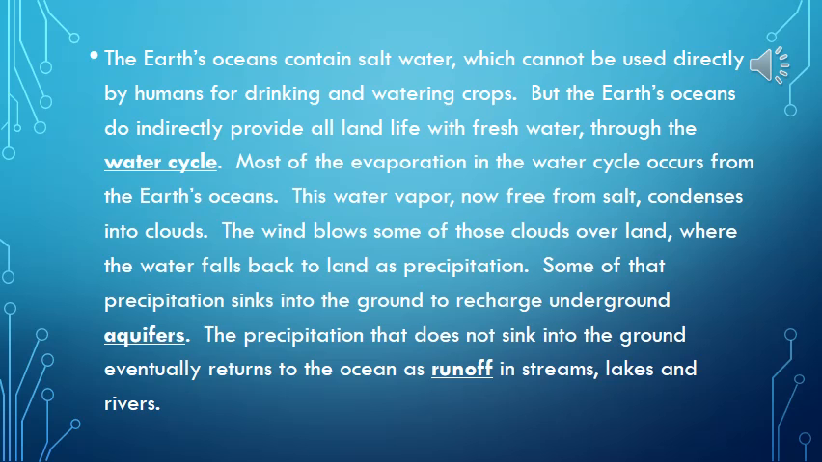Most of the evaporation in the water cycle occurs from the Earth's oceans. This water vapor, now free from salt, condenses into clouds. The wind blows some of these clouds over land, where the water falls back to land as precipitation. Some of that precipitation sinks into the ground to recharge underground aquifers. The precipitation that does not sink into the ground eventually returns to the ocean as runoff in streams, lakes, and rivers.